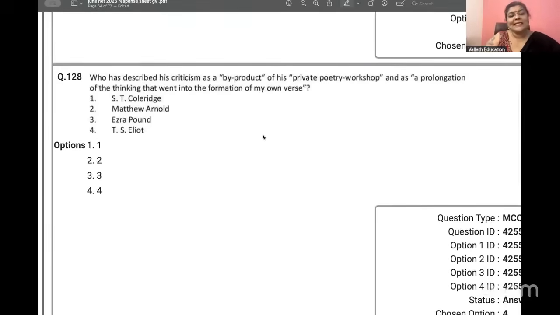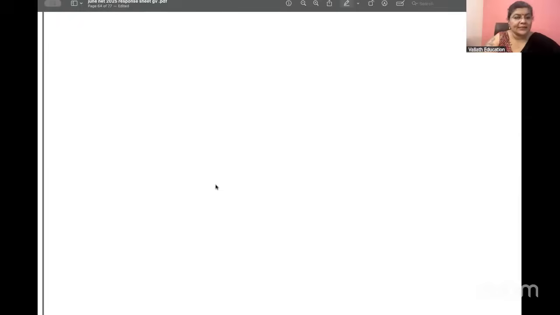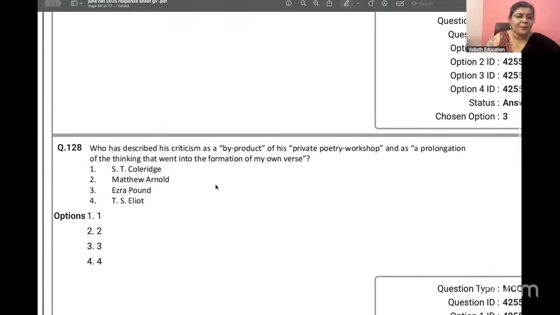Then, who has said that his criticism is a byproduct of his private poetry workshop? So somebody is there who is both critic and poet. And a prolongation of the thinking that went into the formation of my own verse. Sounds a little modern. It cannot be S.T. Coleridge or Matthew Arnold. This is mainly a poet who is also a critic. It must be Ezra Pound or T.S. Eliot. Choose T.S. Eliot. If you don't know, you can go wrong, but for me, it sounds like T.S. Eliot. It's not easy, but maybe possible to guess.